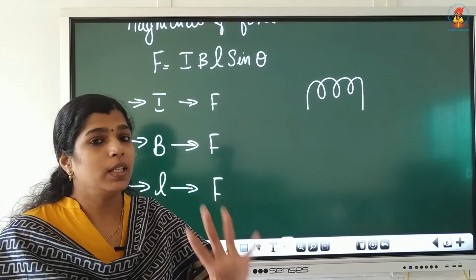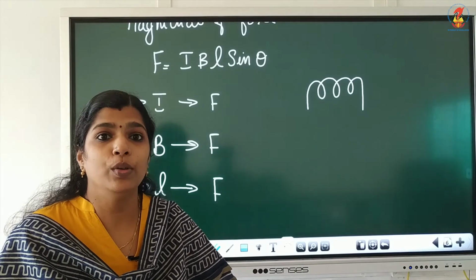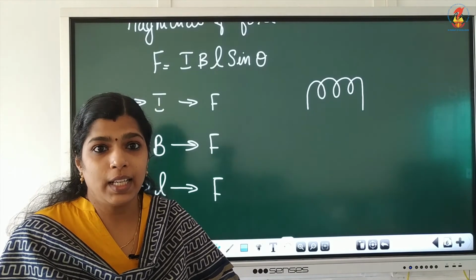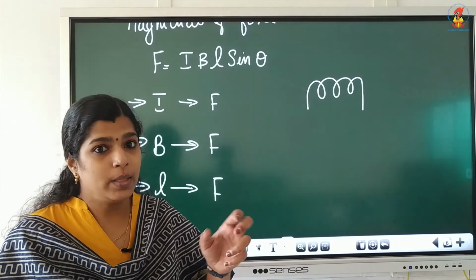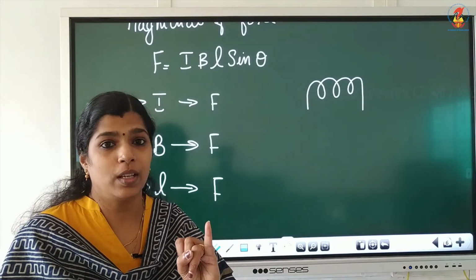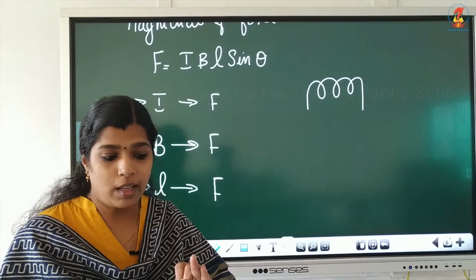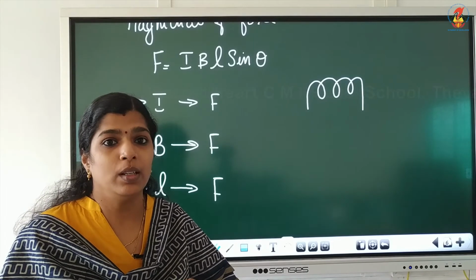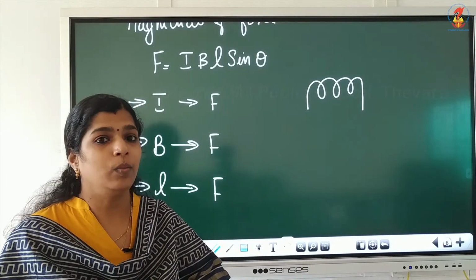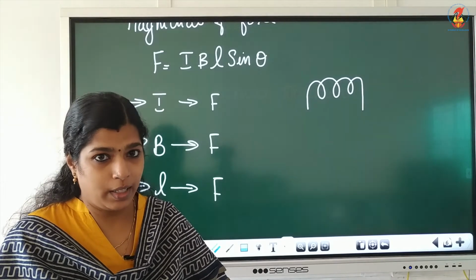Then three methods are there to increase or decrease the amount of force produced by a current carrying conductor when it is placed in a magnetic field. First one, increase or decrease the magnitude of the current. Second one, increase or decrease the magnitude of the magnetic field. Third one, increase or decrease the length of the conductor.